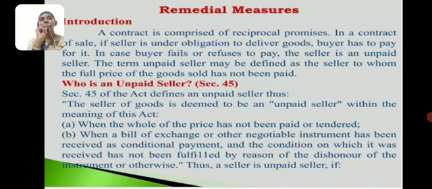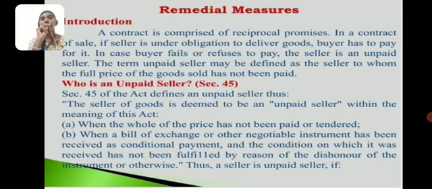A contract is comprised of reciprocal promises. In a contract of sale, if the seller is under obligation to deliver goods, the buyer has to pay for it. In case the buyer fails or refuses to pay, the seller is an unpaid seller. The term unpaid seller may be defined as the seller to whom the full price of the goods sold has not been paid. Who is an unpaid seller?